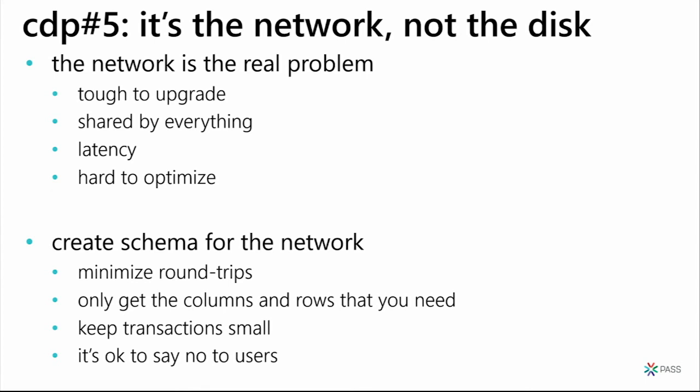All kinds of things. And we need to be looking at schema to design it so that the schema is very aware of the network, which means we should be minimizing round trips, only getting the columns and rows that we need, keeping our transactions small, and it is OK to say no to users.